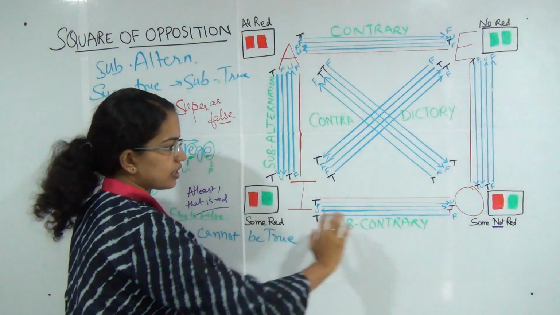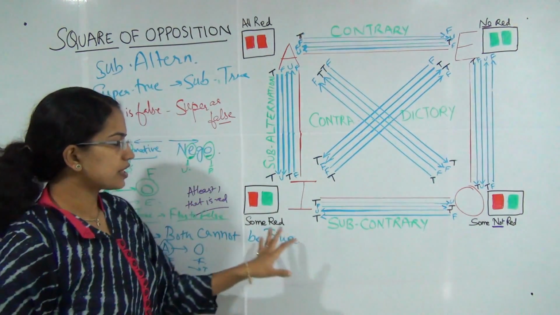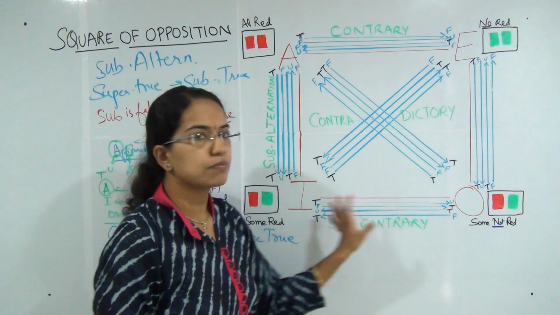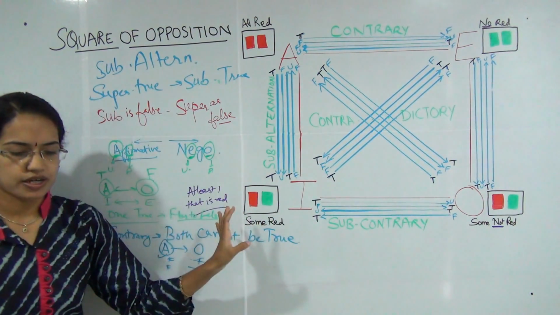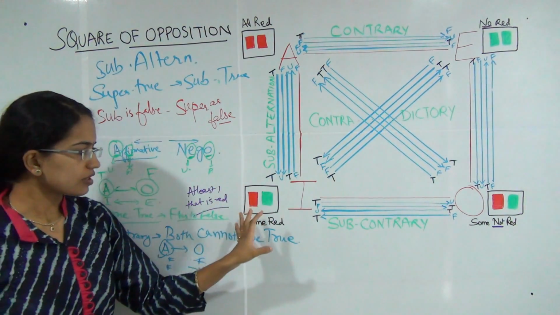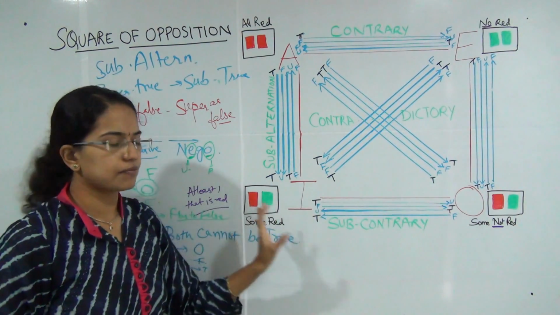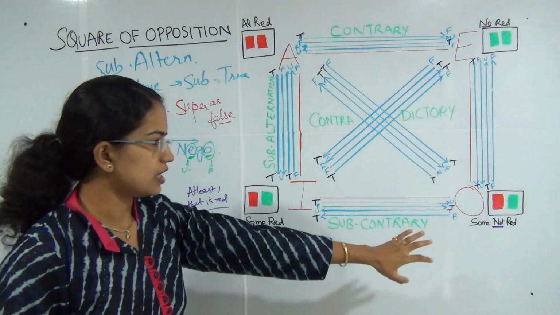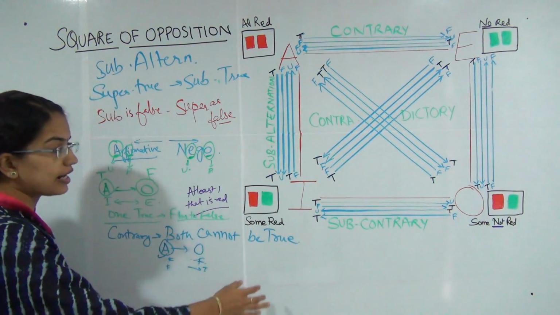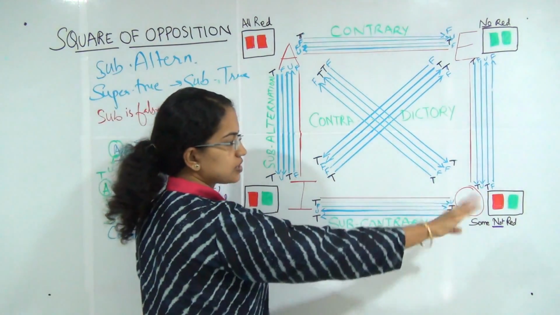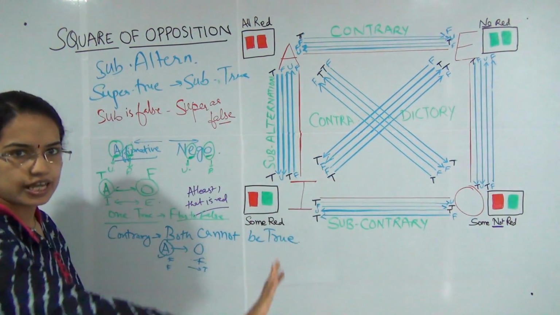Under subcontrary, what happens is, subcontrary first of all is a relationship between particular elements. For subcontrary, both cannot be false at the same time. If one is false, the other is true in nature. But if this is true, I cannot say anything about that. It can be true, it can be false.